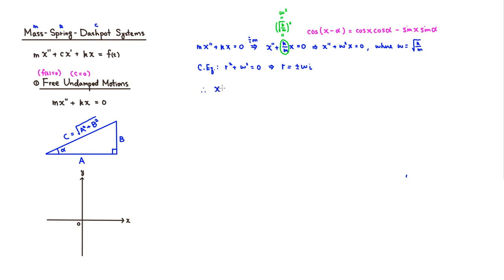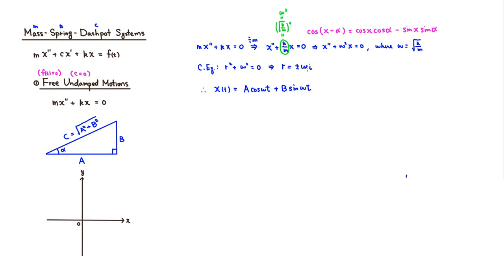So we know that the solution, which I'm going to call x of t, is going to be just a combination of cosine of omega t and sine of omega t. So I'm going to write it as a cosine of omega t plus some constant b sine of omega t.